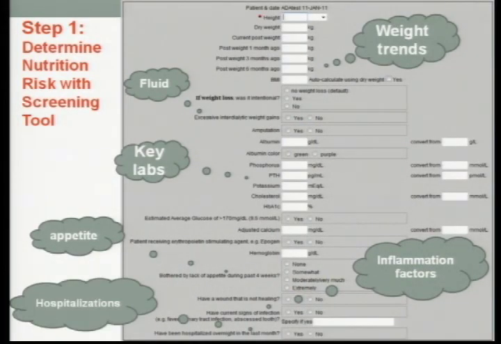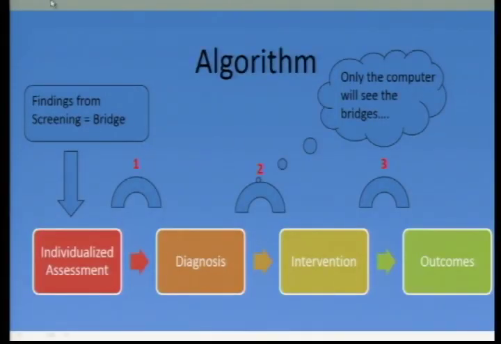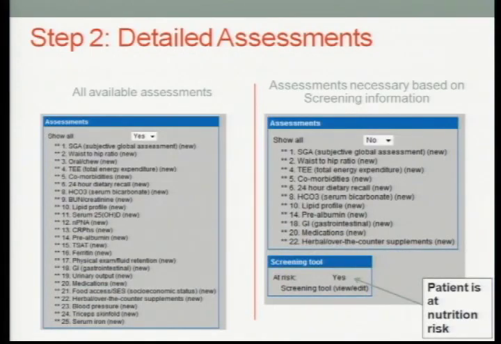So you fill out the screening tool, then the computer tells you whether or not they're at risk, yes or no, and then you're triggered to do individual assessments. What the dietitian will see on the screen are the potential assessments, diagnoses, interventions, and outcomes. Behind the scenes, the computer is using an algorithm where we've set up a huge matrix of information letting the computer know which assessments to bring up, which diagnoses, which interventions, etc. The dietitian doesn't see that though, and let me show you an example.